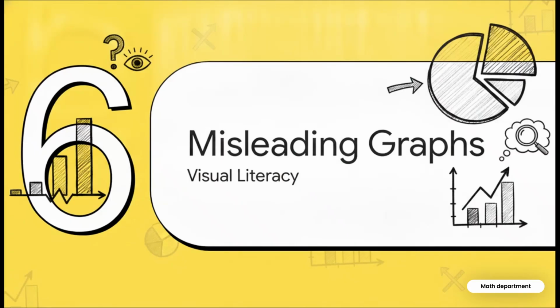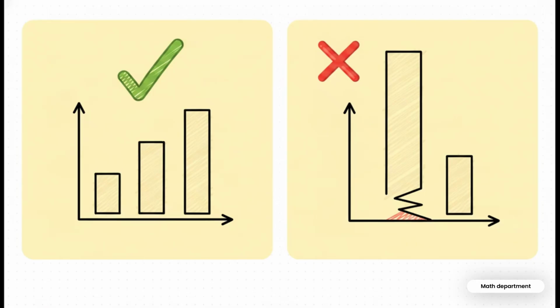Section 6, Spotting Misleading Graphs. Visual literacy. Let's finish up with something super important. This is the secret to passing your exams and honestly just being a smart consumer of information in the real world. Think about the vertical axis on a chart. A good graph always begins exactly at 0 with a perfectly even, consistent scale.